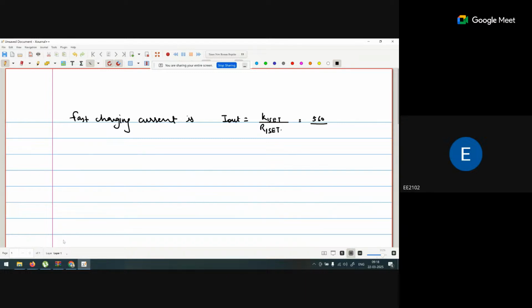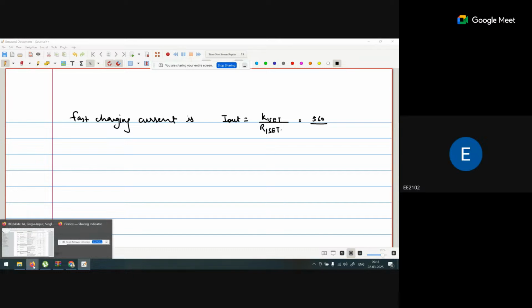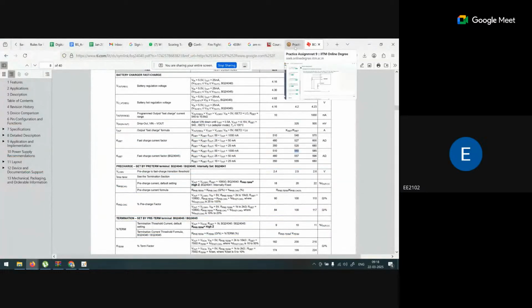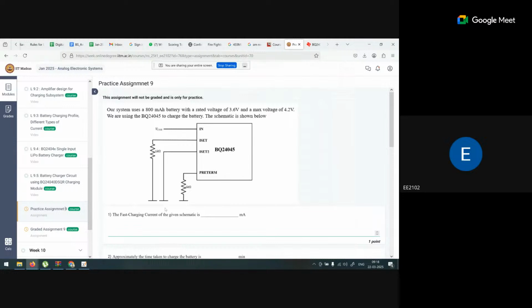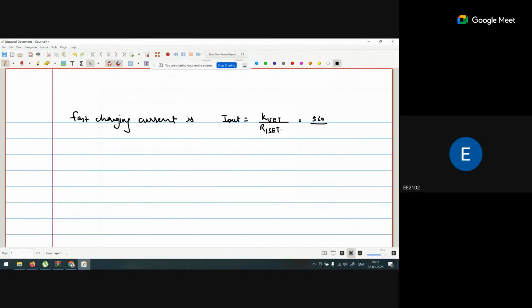upon R I set. In the question, it is 1K, 1000. So it is around 0.56 ampere. What is 0.56 ampere? It is 560 milliampere.